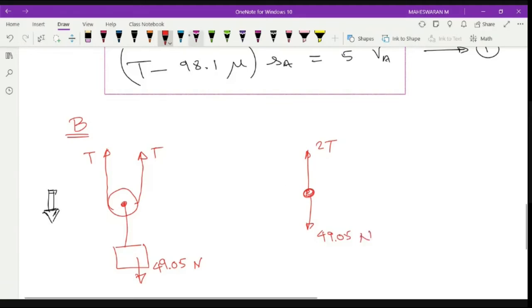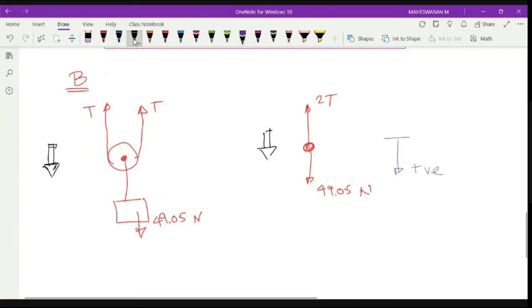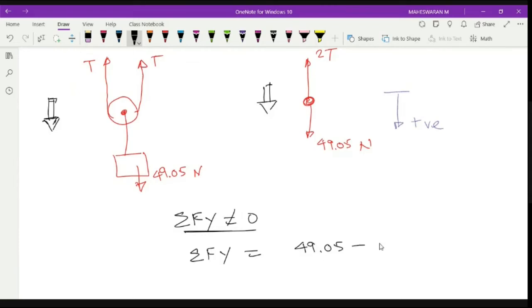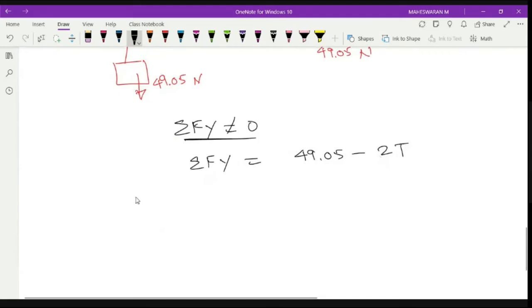But this block is moving, which is very important. In that case, I can't equate it, because it is not equilibrium. Since the block is moving downwards, the downward direction will be considered positive. So I can't put sigma Fy equal to 0. Sigma Fy is equal to 49.05 minus 2T. Let us identify what the work done is.